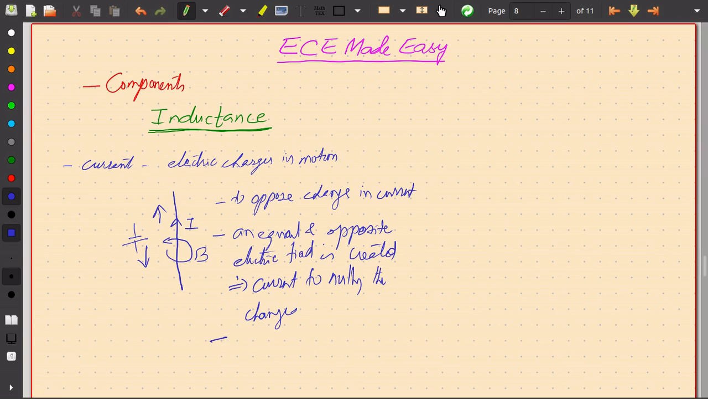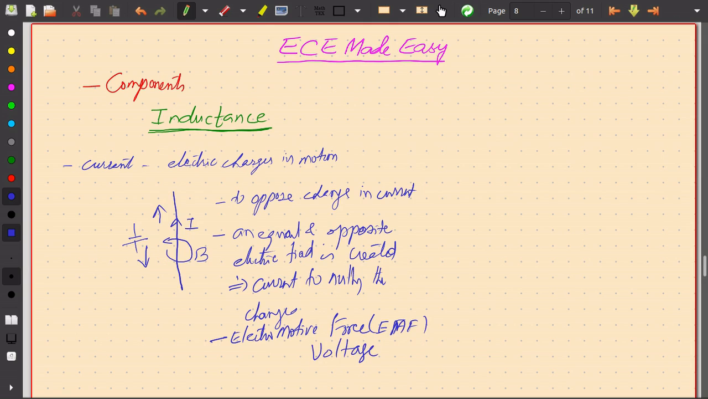And this concept is called the electromotive force, which very commonly we call EMF. In our common terms, we refer to it as voltage.